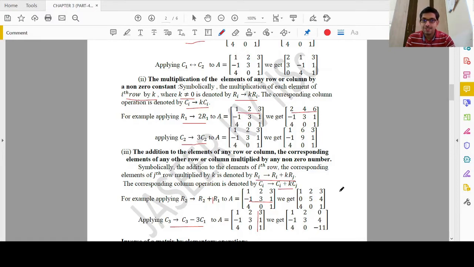Here also the constant should not be 0. So if the constant is 0, there is no transformation happening. That is, Ri will change to Ri only if k is taken as 0.